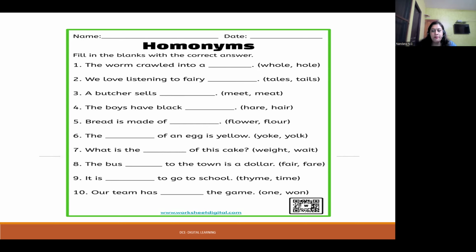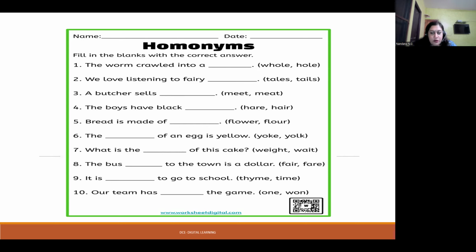Yolk refers to the embroidery work on the chest area on a fabric. What is the weight of this cake? W-E-I-G-H-T. That is, how much does this cake weigh? The other word, W-A-I-T, wait, refers to when you're waiting for something.